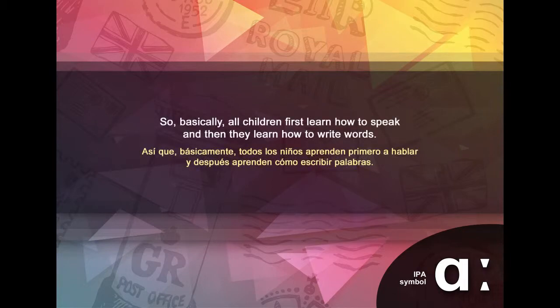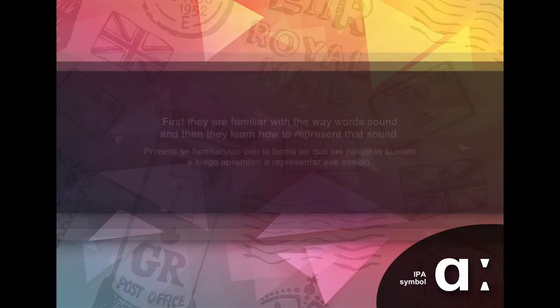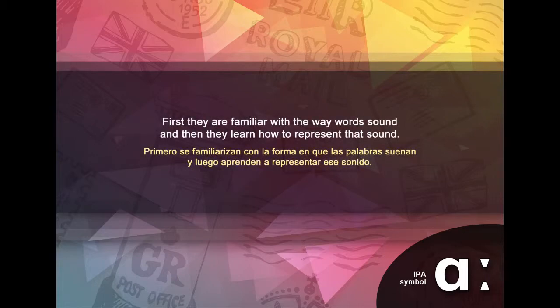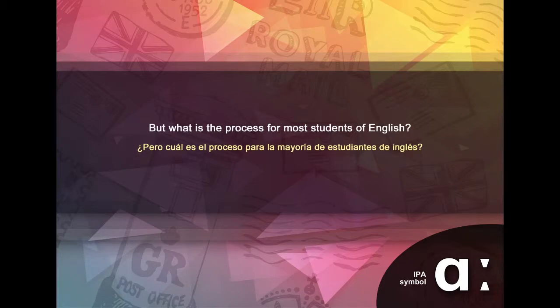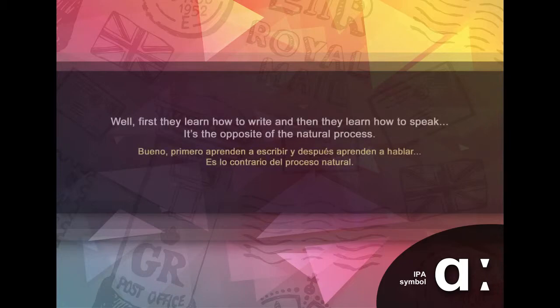So basically, all children first learn how to speak, and then they learn how to write words. First, they are familiar with the way words sound, and then they learn how to represent that sound. But what is the process for most students of English? Well, first they learn how to write, and then they learn how to speak. It's the opposite of the natural process.